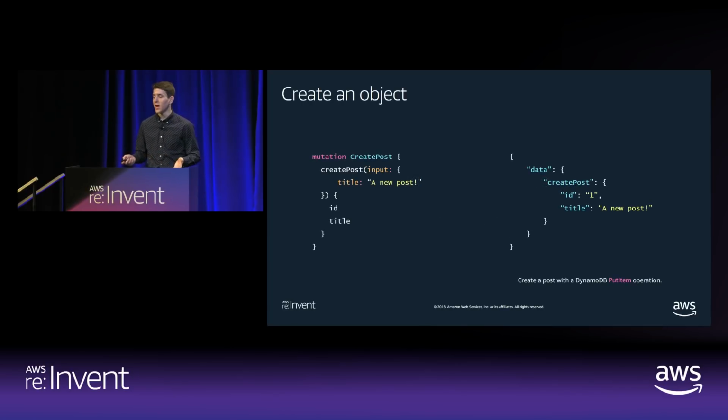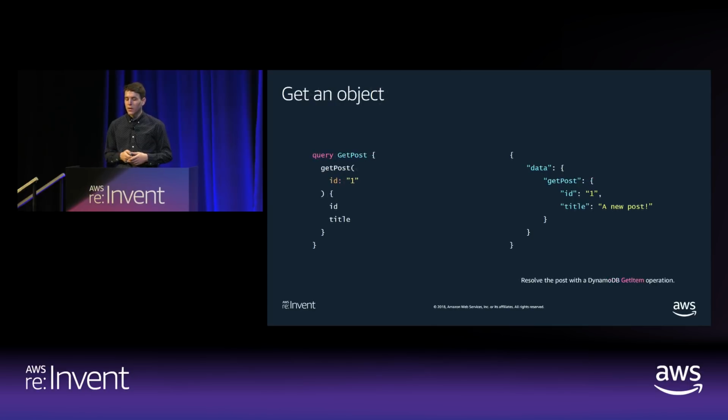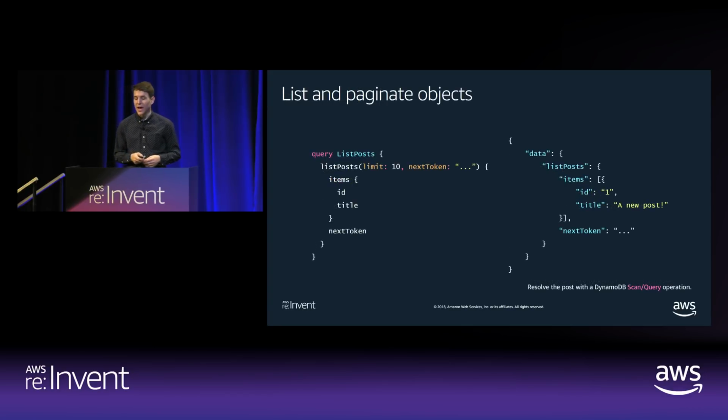Then I'm able to create objects using createPost mutations. The input arguments are going to be generated on your behalf by looking at the type declaration that you gave. In this case, I'm just giving it a title. It's going to allow you to get objects by ID. That's a get single object. It's also going to allow you to list and paginate objects.